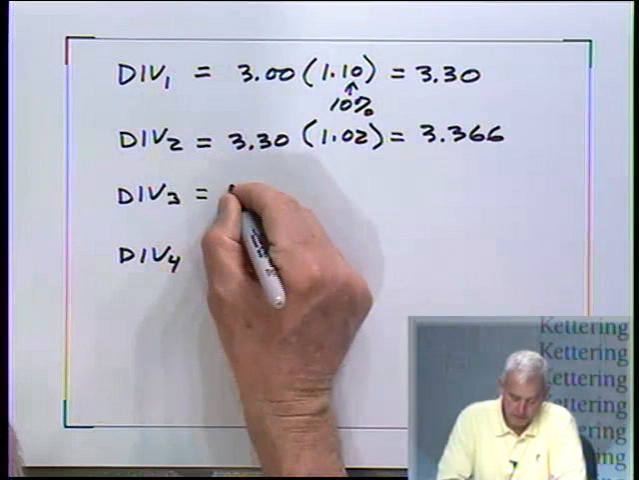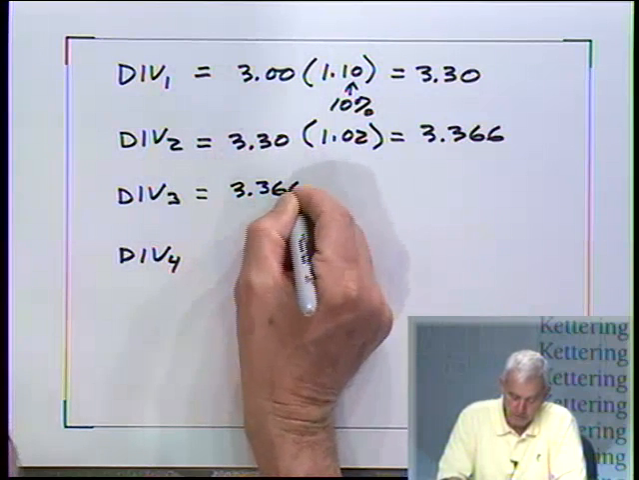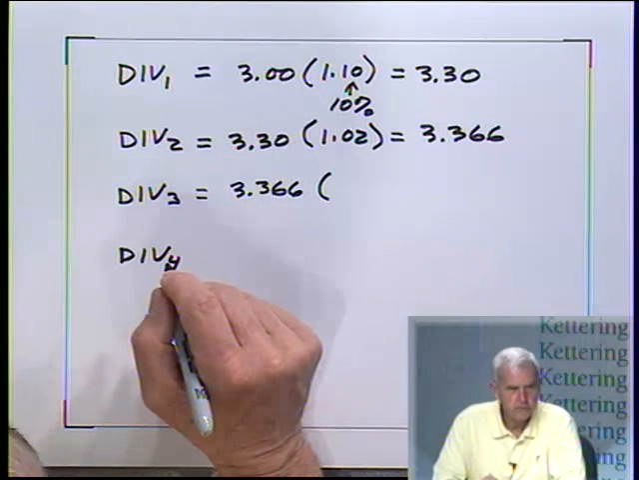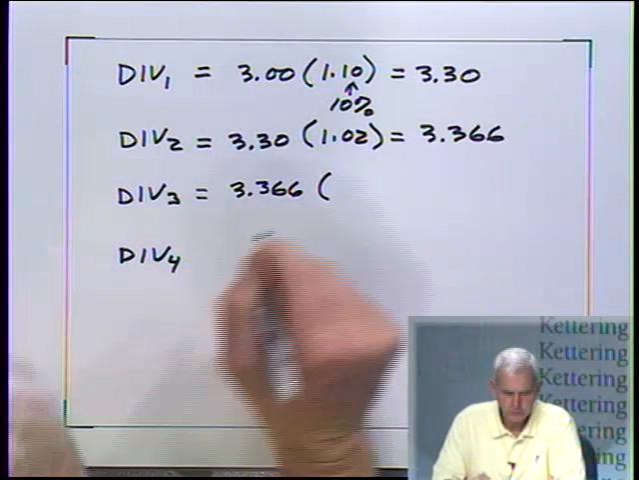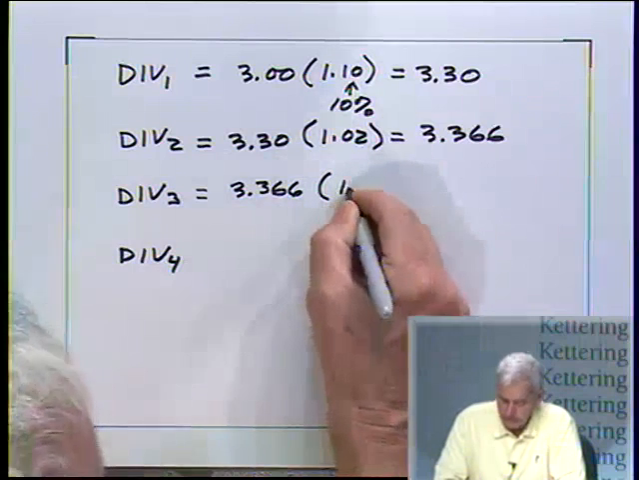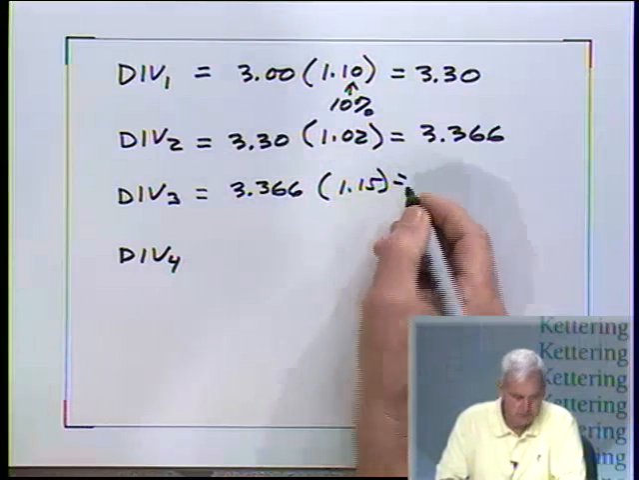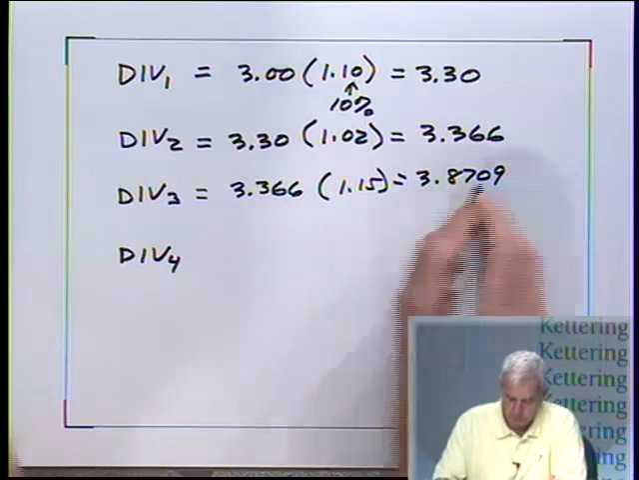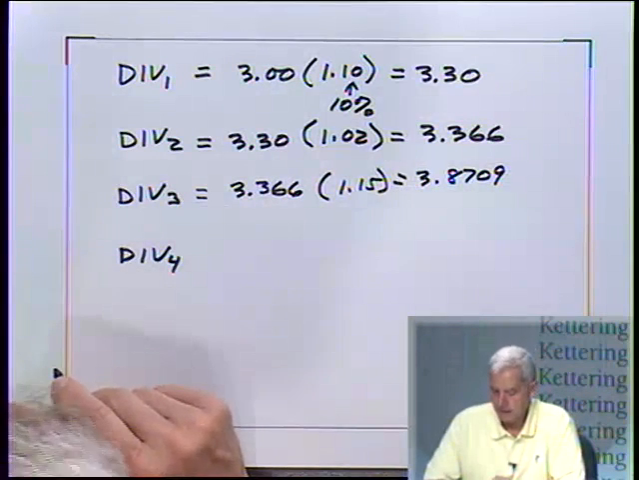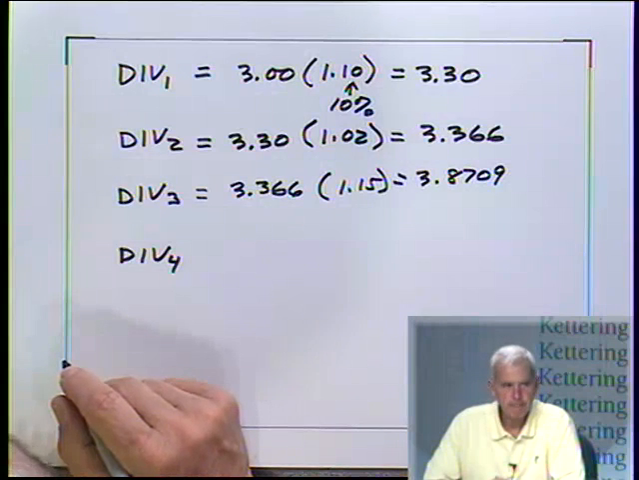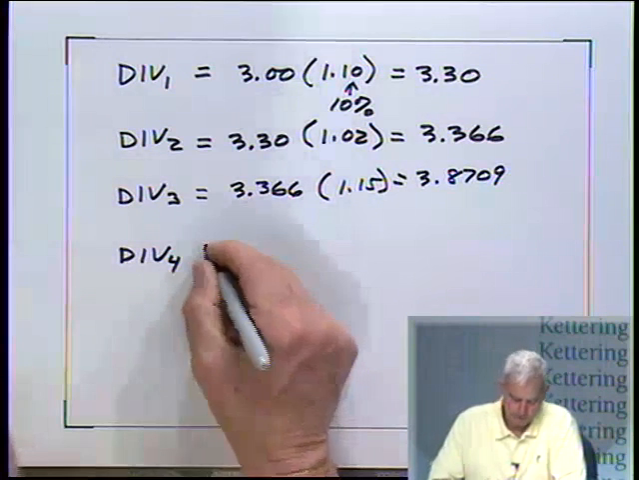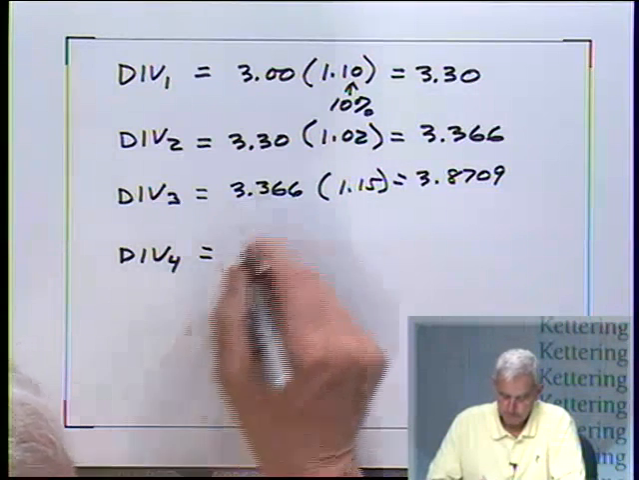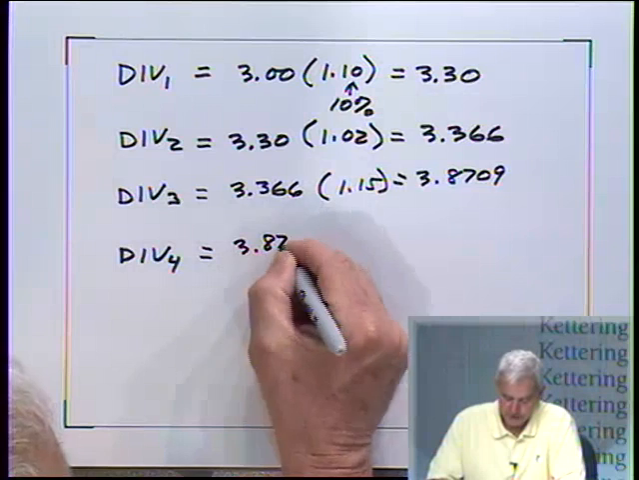The next one starts out at 3.66, and now it's growing at the rate of 15%, isn't it? So that's 1.15. And I wrote that as 3.8709. And once again, I don't think I rounded. 3.8709. And then the fourth dividend is 3.8709.